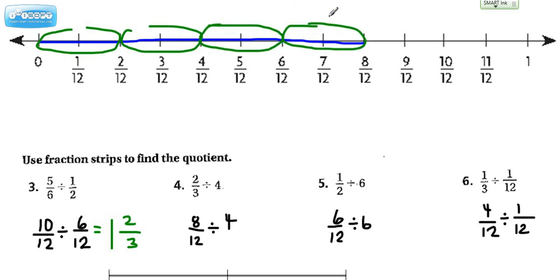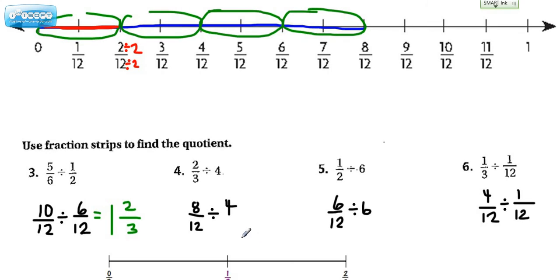We're trying to answer how much is in each group. The value in each group is right here. What is that value? It's 2/12. What's 2/12 equal to if we divide by 2 on both the numerator and the denominator to get it in simplest form? It would be 1/6. Let's write that down. That's the answer.